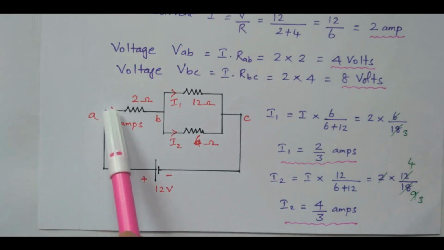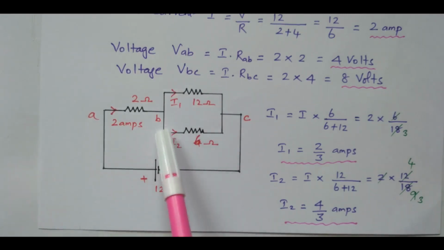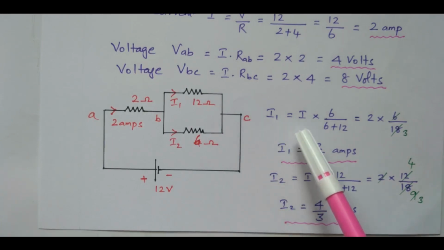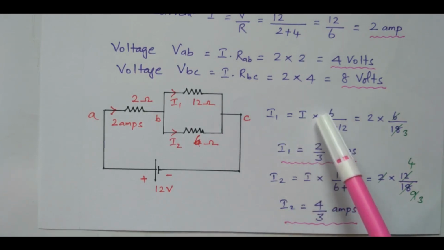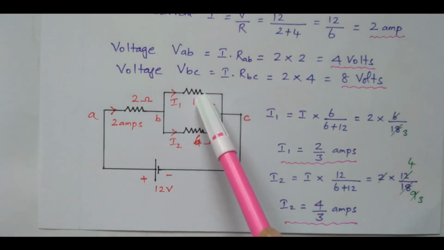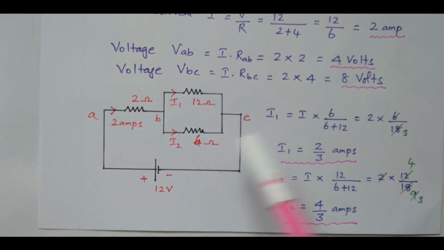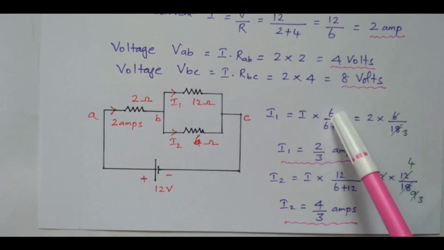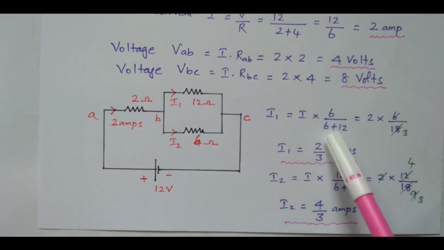So the total current is 2 ampere, which is divided into I1 and I2. How will you find I1? I1 equals, what is the formula? Total current multiplied by the other branch resistor divided by the total resistance. I1 is the current flowing through 12 ohm. What is the other branch resistor? 6 ohm, so you have to multiply with 6. So the total current is 2 ampere, the other branch resistor is 6 ohm, divided by the total resistance 6 plus 12, 18.